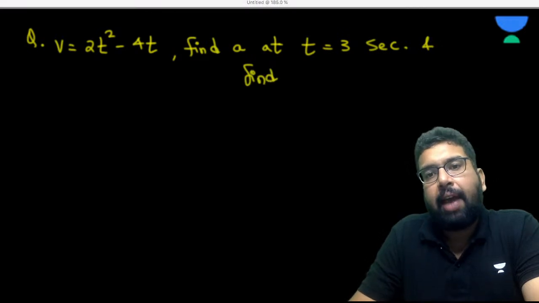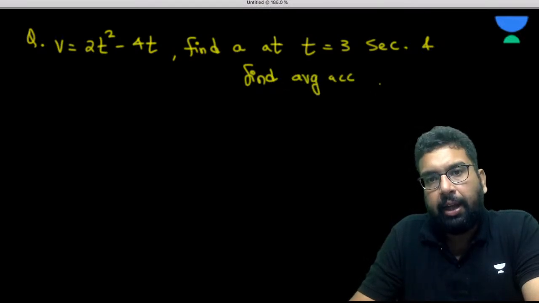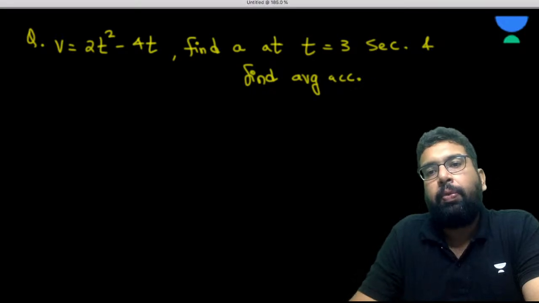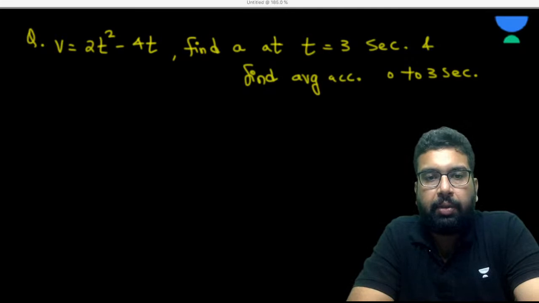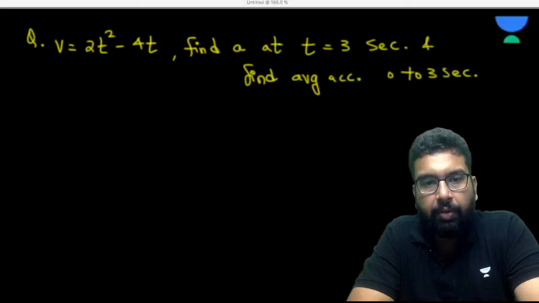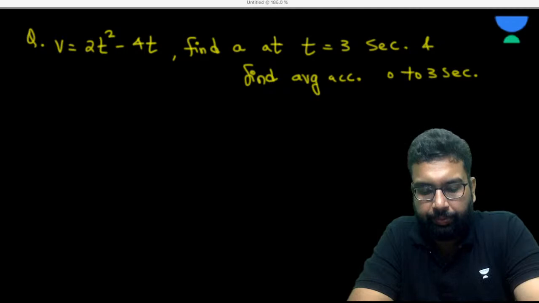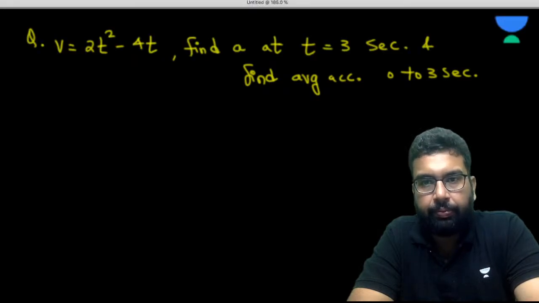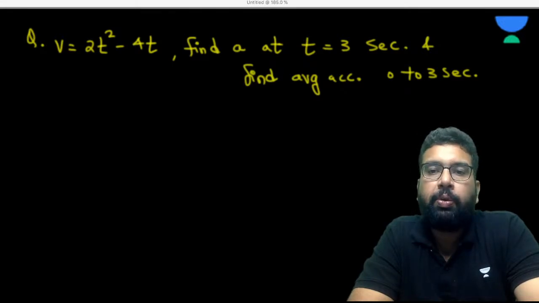And find the average acceleration from 0 to 3 seconds. Okay, 0 to 3 seconds. Can you please do it? Very good. And what about the average? Average between 0 to 3 seconds.